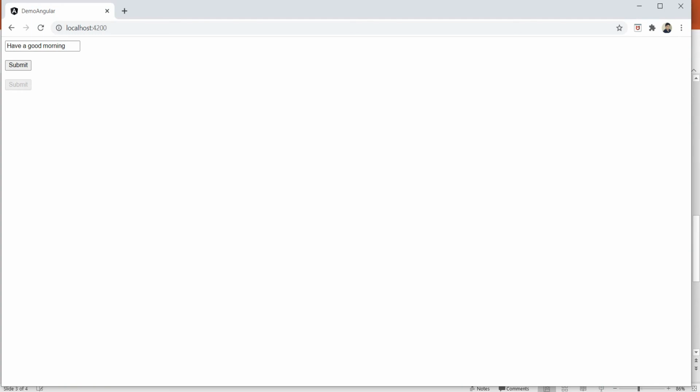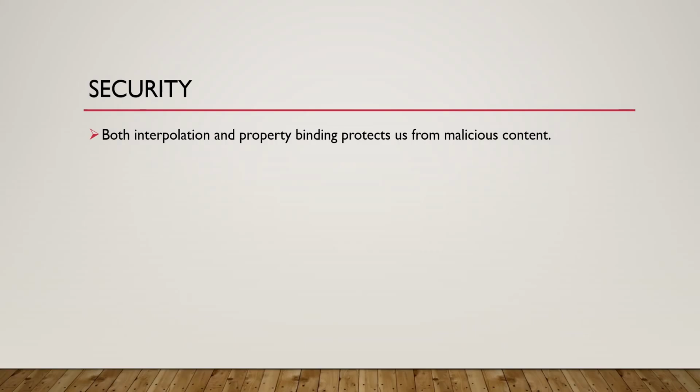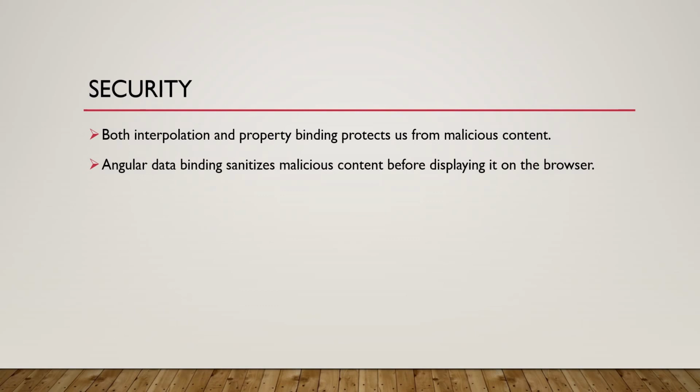Let's have a discussion about security concerns when we use string interpolation and property binding. Let's flip to the slides and understand that. Both string interpolation and property binding protect us from malicious content. Angular data binding sanitizes malicious content before displaying it to the browser. So we don't need to be concerned about security issues when we are using both string interpolation and property binding.